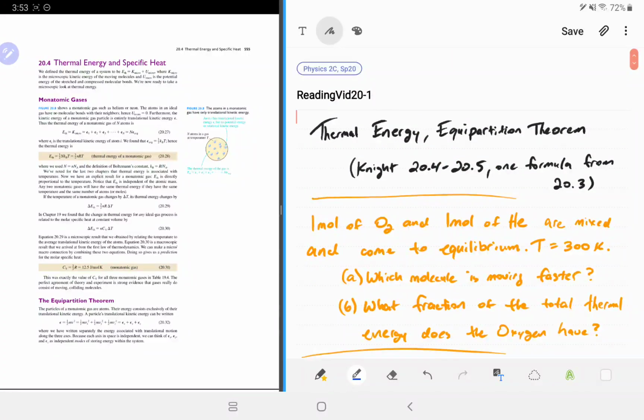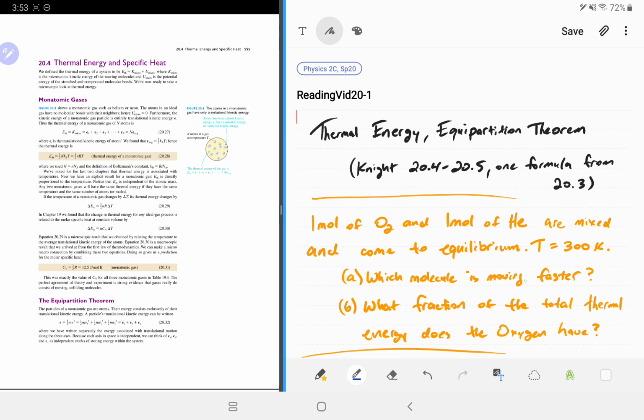Okay, so the question we want to be able to answer here is, suppose we have a mixture of two different kinds of molecules. So 1 mole of oxygen molecules, and then in addition, 1 mole of helium. And they come into equilibrium, which means that their temperatures become equal. So I have in mind thermal equilibrium. And we're asked a couple questions. Which molecule is moving faster?